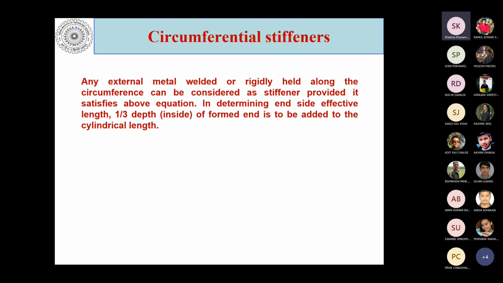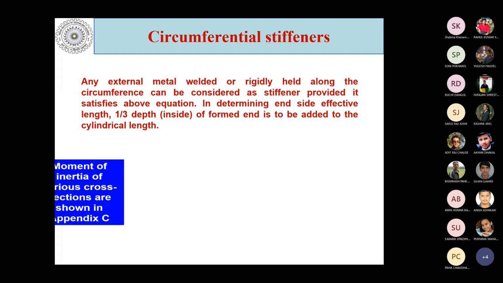Okay. For one side formed head. If both side formed heads are there, it should be twice. Fine. So instead of 1 by 3, we will consider 2 by 3 of Hi. Right? I hope you are getting this. Otherwise, it will be more clear when we discuss one example.